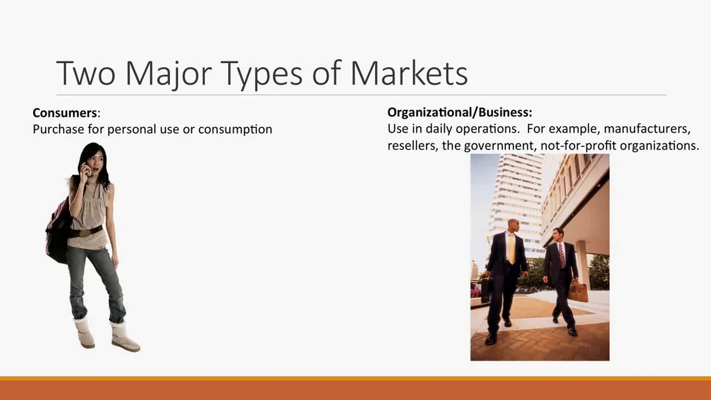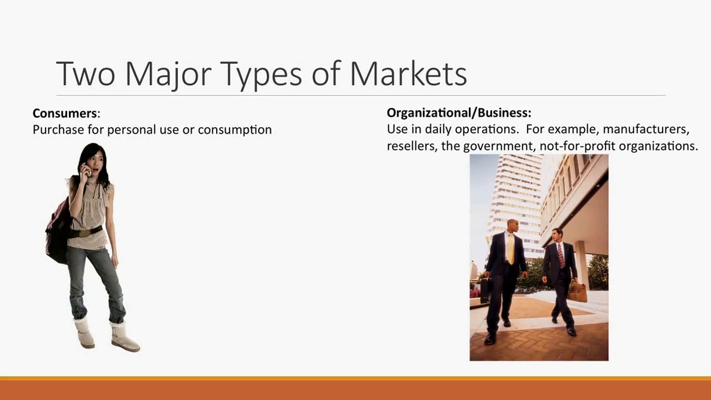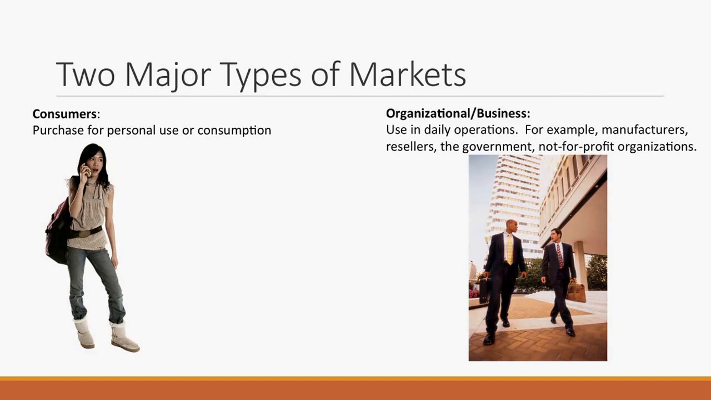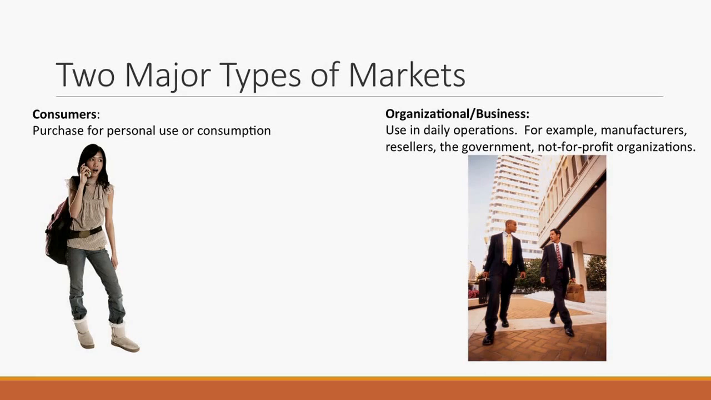Interestingly enough, the same product, for example, a computer, can be used by both a consumer and an organization or a business. So what decides if a product is a consumer product or an organizational product? Well, it depends upon the intended use of the person buying it. If the intended use is for personal or household use or consumption, that would be a consumer product, which is purchased by a consumer market. If the intended use is to resell it, to use it to produce something else that you will sell, then it would be an organizational or a business market that's making that particular purchase.